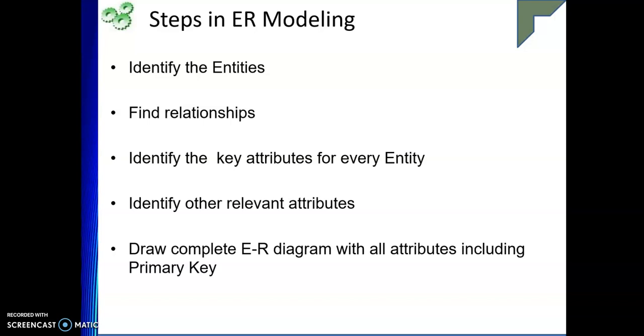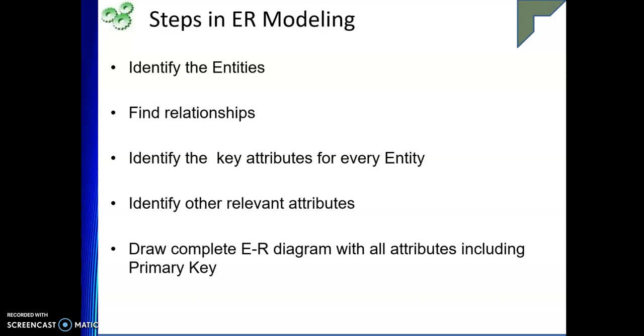Now, once you have the entities, the relationships, the key attributes and other attributes, just take all this and complete the ER diagram. Say, for example, I identified three entities: student, course, and teacher. Teacher teaches students. One teacher can teach many students, and one student may be associated with many teachers, so we have found a many-to-many relationship. Student and course are like that: one student can have multiple courses, and one course can have multiple students, so you have a many-to-many relationship.